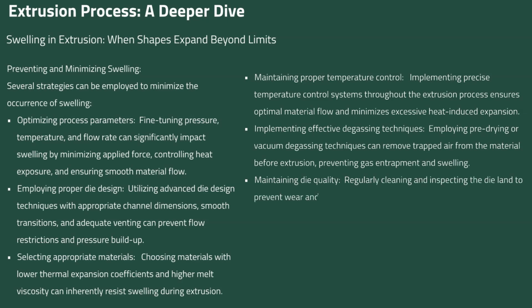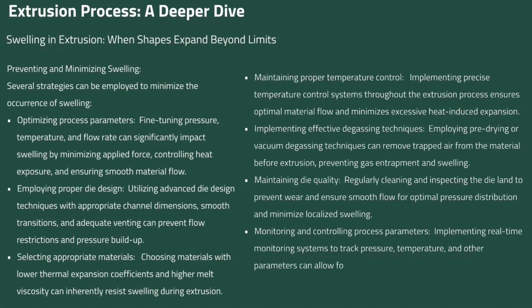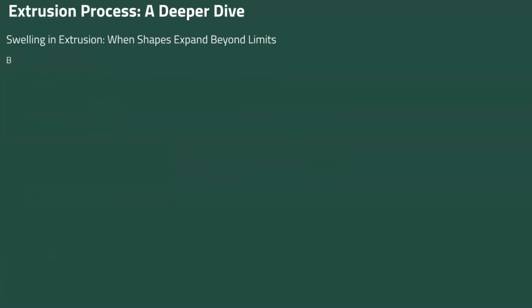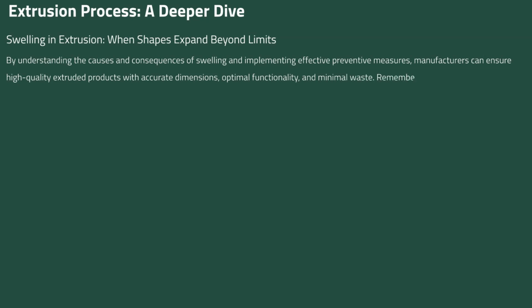Regularly cleaning and inspecting the die land to prevent wear and ensure smooth flow for optimal pressure distribution and minimize localized swelling. Monitoring and controlling process parameters. Implementing real-time monitoring systems to track pressure, temperature, and other parameters can allow for prompt adjustments and prevent swelling before it occurs. By understanding the causes and consequences of swelling and implementing effective preventive measures, manufacturers can ensure high-quality extruded products with accurate dimensions, optimal functionality, and minimal waste.